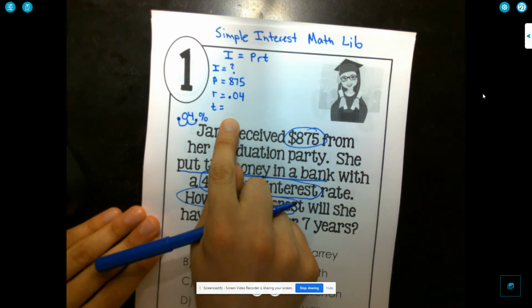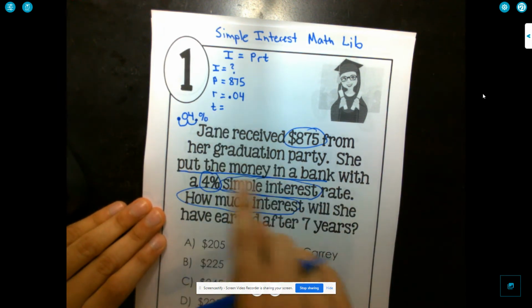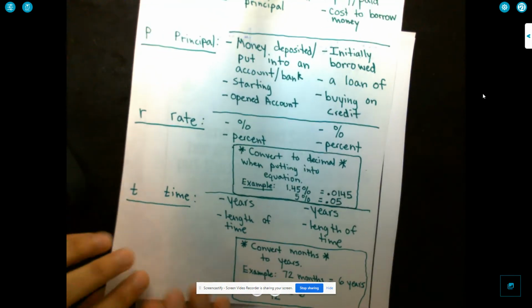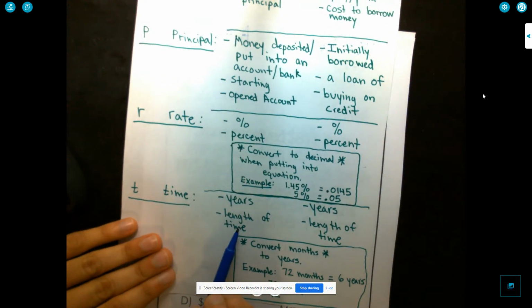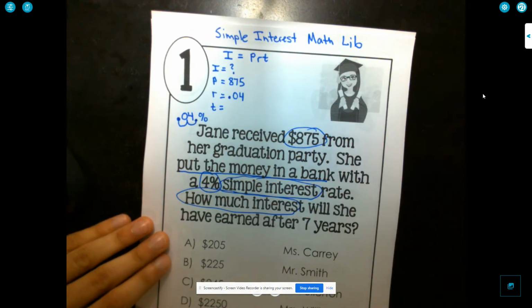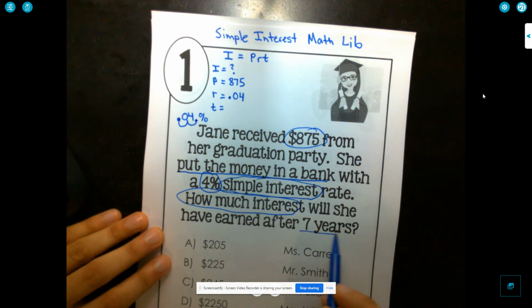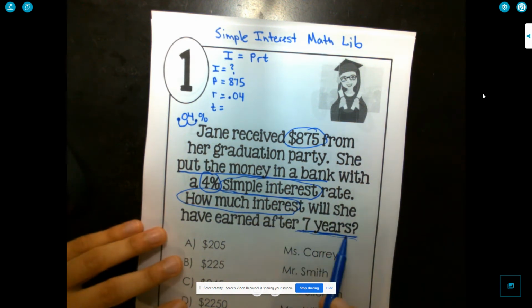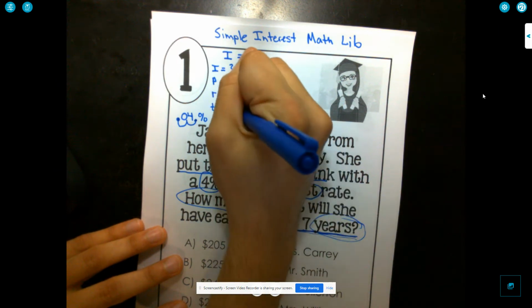All right, time. Remember, time is the length of time, and it needs to be expressed in years. Remember here it says convert months to years, so we have to make sure that it's in years. Sometimes the problem will give it to us in months, and we would have to convert it. But it's already in years for us, so we can go ahead and just put in 7.